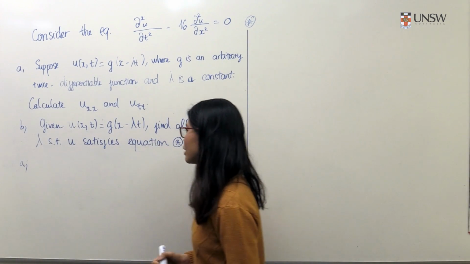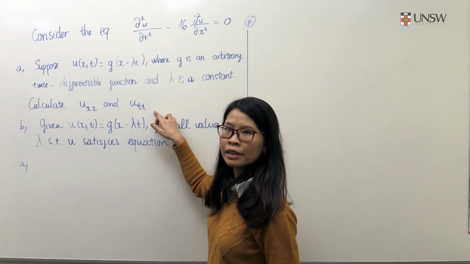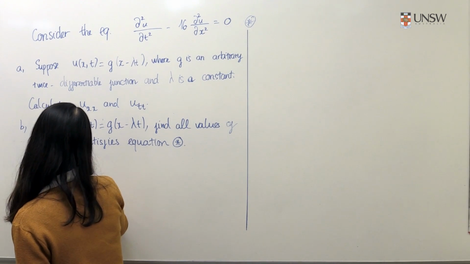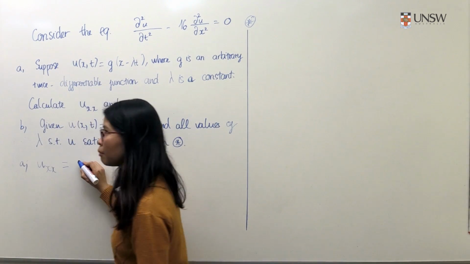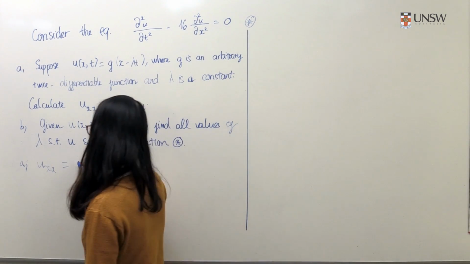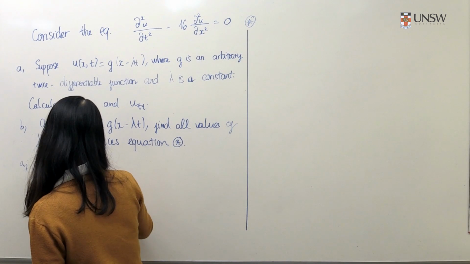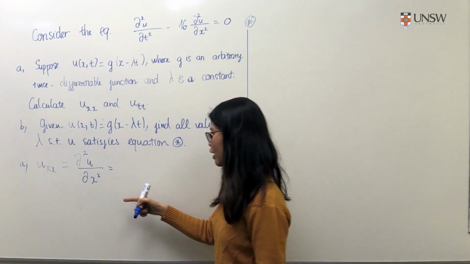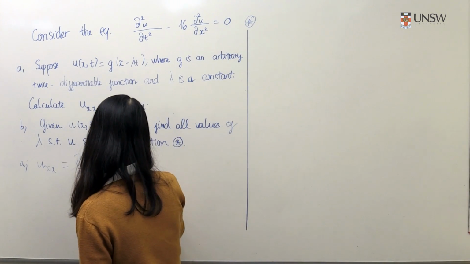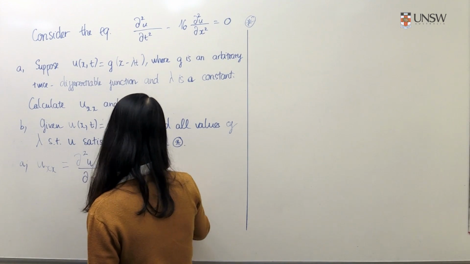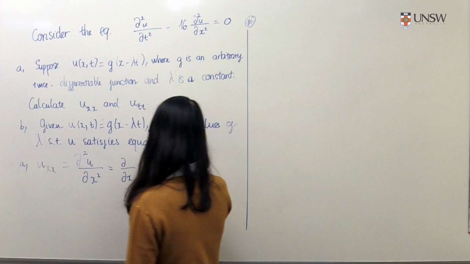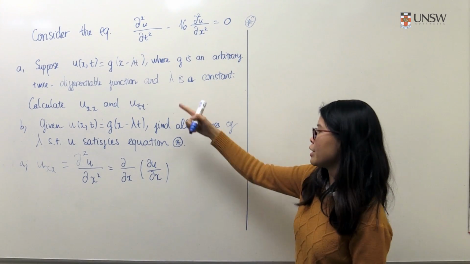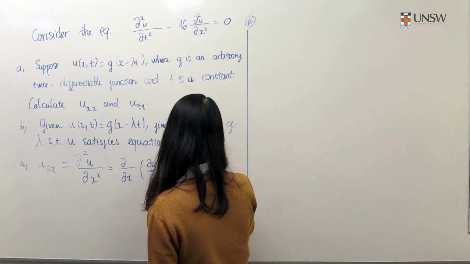So first we need to understand what the notation uxx and utt mean. So actually uxx is a short notation of the second partial derivative of u with respect to x. It can be written as this. And if you write step by step, it's a partial derivative with respect to x of the first partial derivative of u with respect to x. And since u is equal to g, we just replace the u here with g.